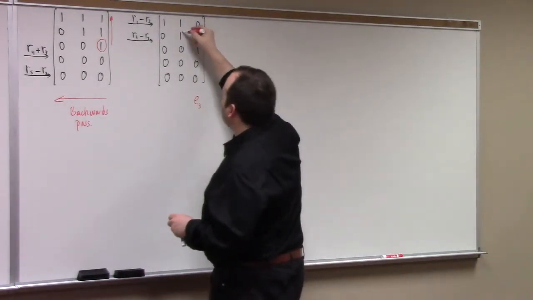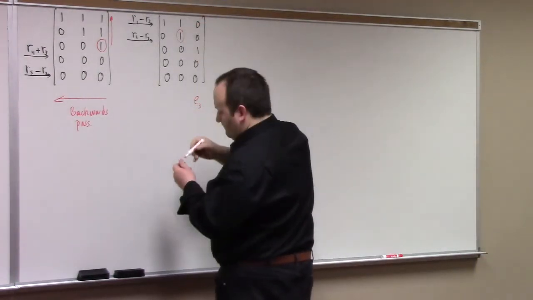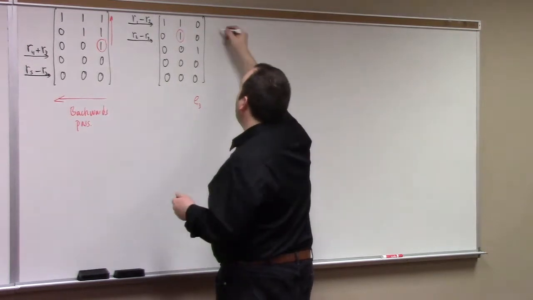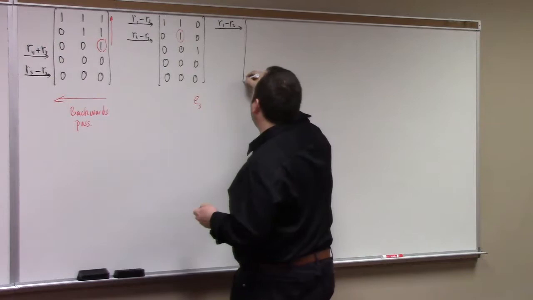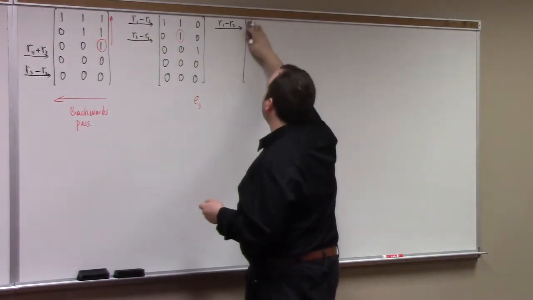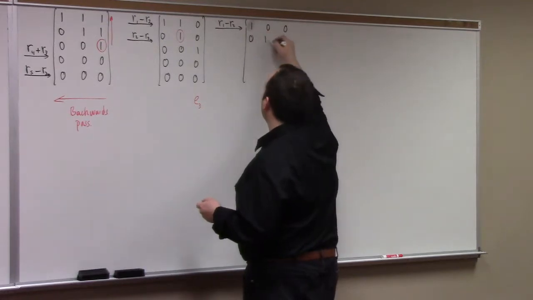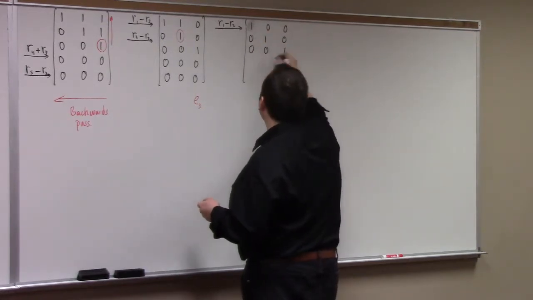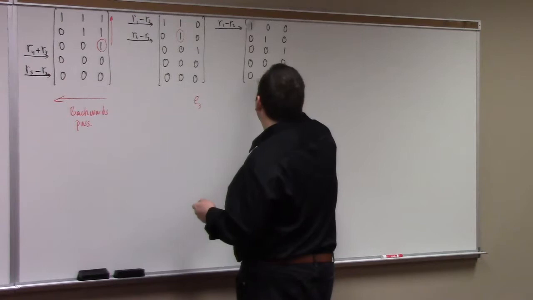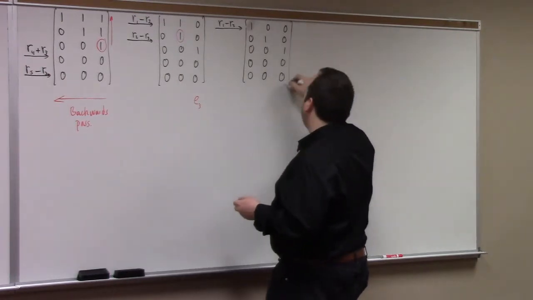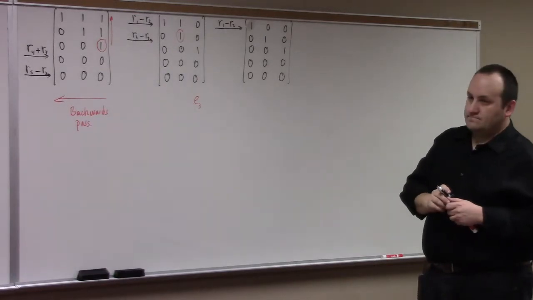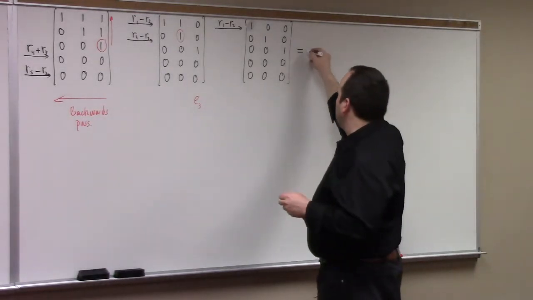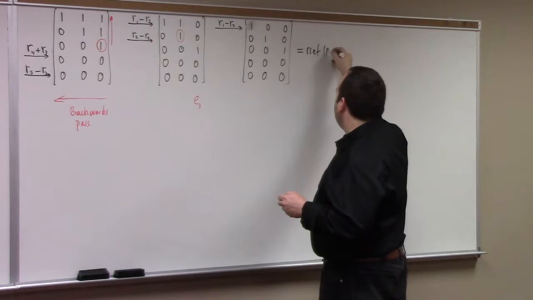And so I go back to here. There's only one to remove. So we got row 1 minus row 2. And this gives us 1, 0, 0, 0, 1, 0, 0, 0, 1, 0, 0, 0, 0, 0. And there you go. This is the reduced row echelon form of A.